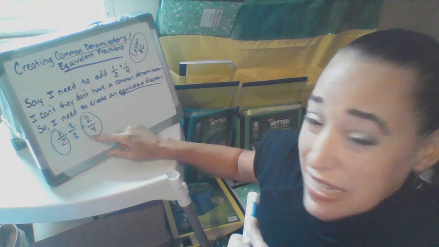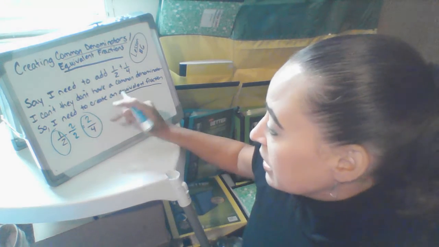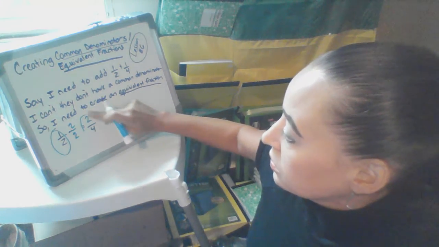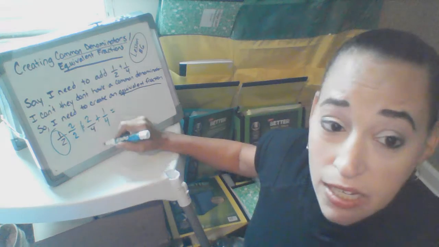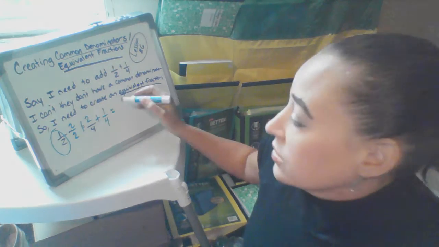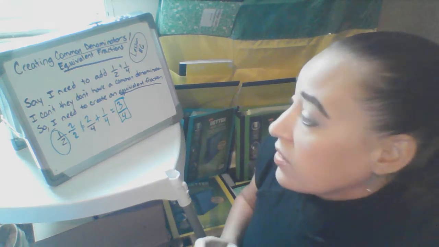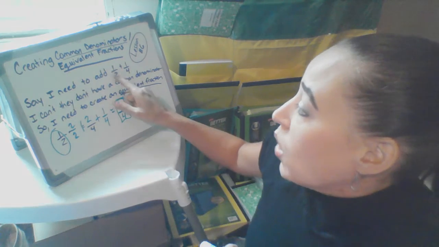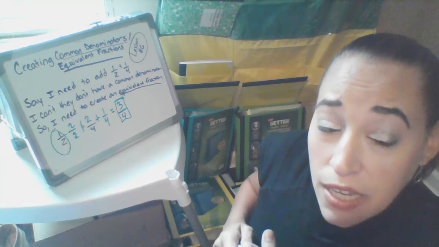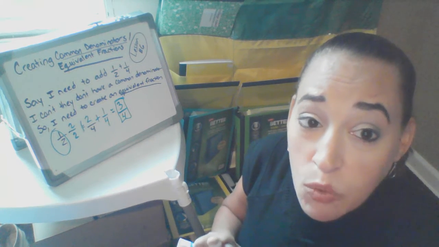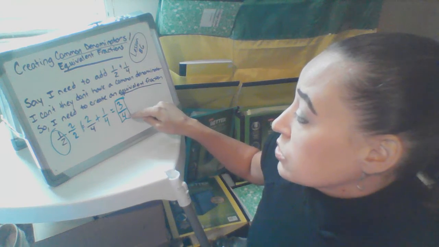But now I can take this equivalent fraction and I can add it with this fraction because it's over 4. So I can take that 2/4, right? And I can add it to 1/4, right? And now I can get an answer. So that would equal 3/4. And that's my final answer. Okay, so 1/2 plus 1/4 equals 3/4. And how did I get there? By creating an equivalent fraction.